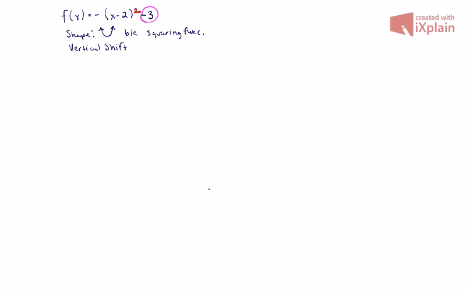And also recall that the vertical shift is going to tell you the truth. So you can take a look at that negative 3 and you can tell me if it's going to move up or down straight away. So since it's a negative 3, I'm going to move down 3 units.